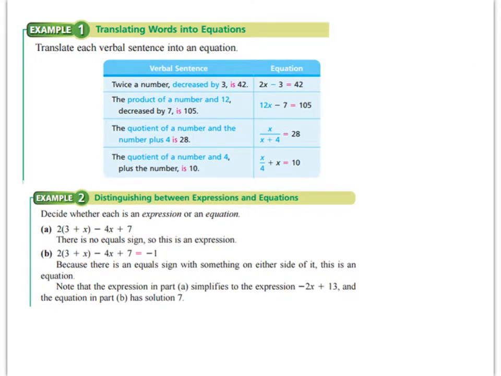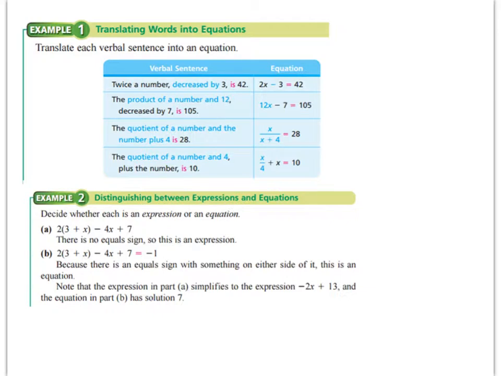And here we've got verbal sentences, actually. So notice these contain the word is. So that means we're going to get an equation when we translate that. So we have twice a number decreased by 3 is 42. So twice the number would be 2x. To decrease it by 3, we subtract 3, and that is 42, so equal to 42.